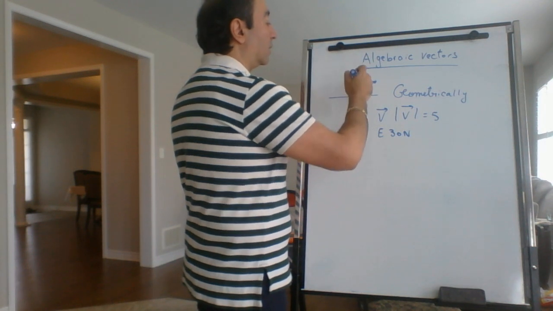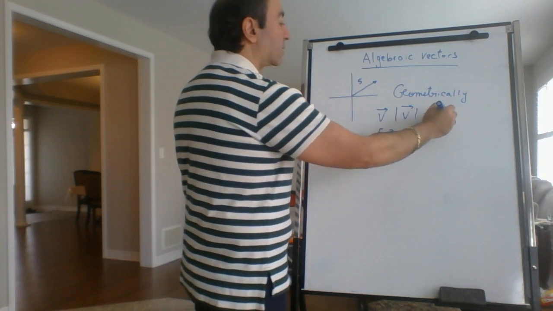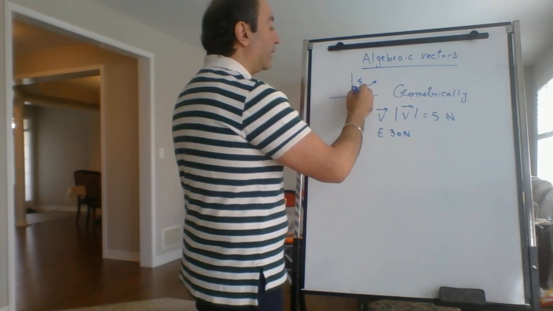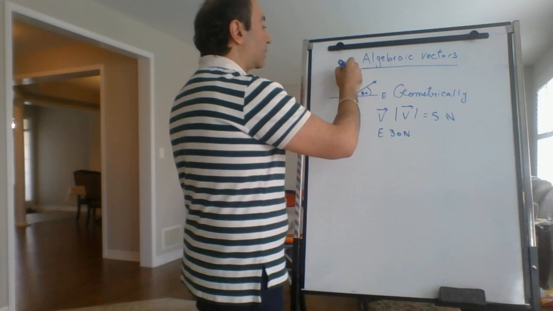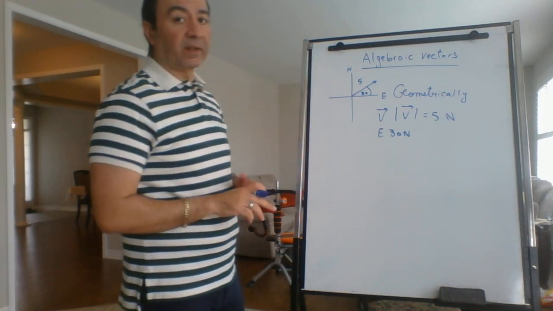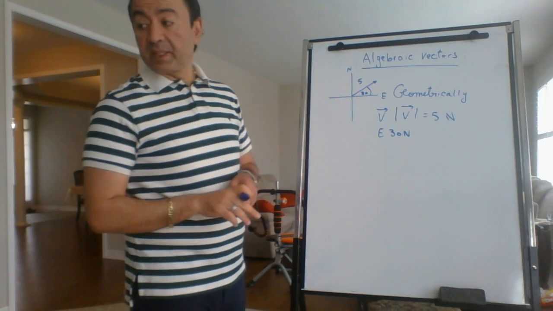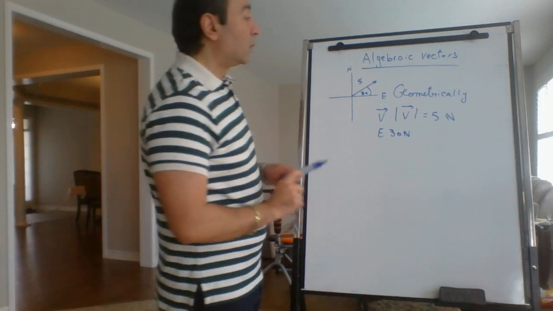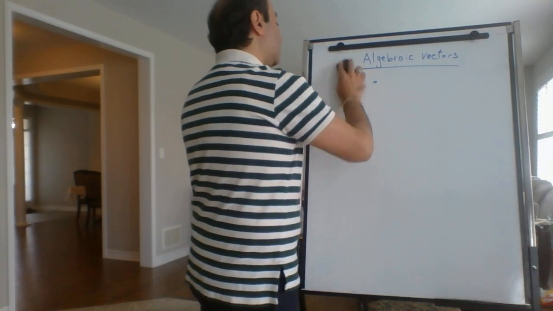I draw a line with 5 centimeters or something that represents this. Maybe it's in Newtons, and the angle here, this is the east, and this is the north, represents the direction, okay? This is how we represent vectors geometrically. Now, we are going to learn how to represent it algebraically.